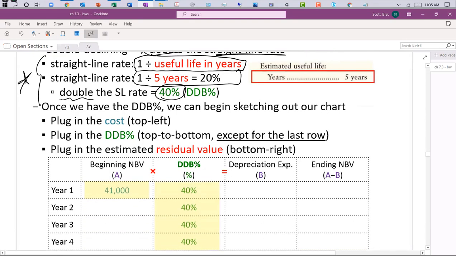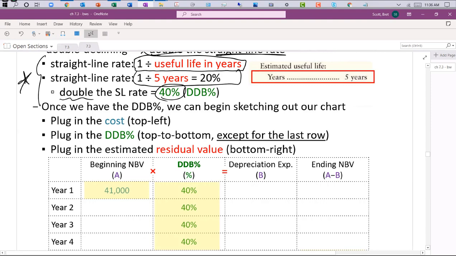And usually on the exam, I think I make it simple. It's either like 10% per year times 2, or in this case, it's 20% each year times 2. So it's going to be usually somewhere between a 20% double declining rate or a 40% double declining rate. I don't like to get too crazy with these. These are just examples, right?